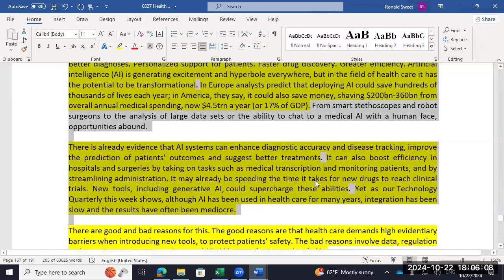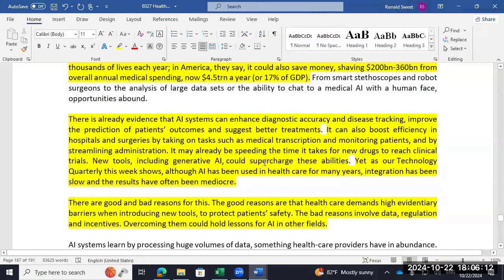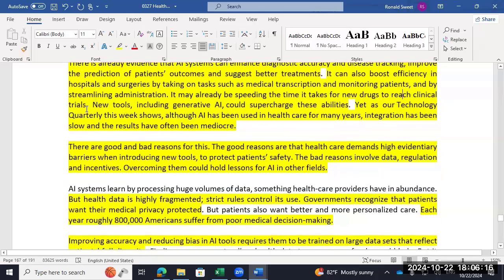It may be speeding the time it takes for new drugs to reach clinical trials. New tools, including generative AI, could supercharge these abilities. So this is coming out of the Economist, that's why I say this Economist was so great. They do a technology quarterly, and they chose their technology quarterly on AI and healthcare. So it's just a really, really good Economist.